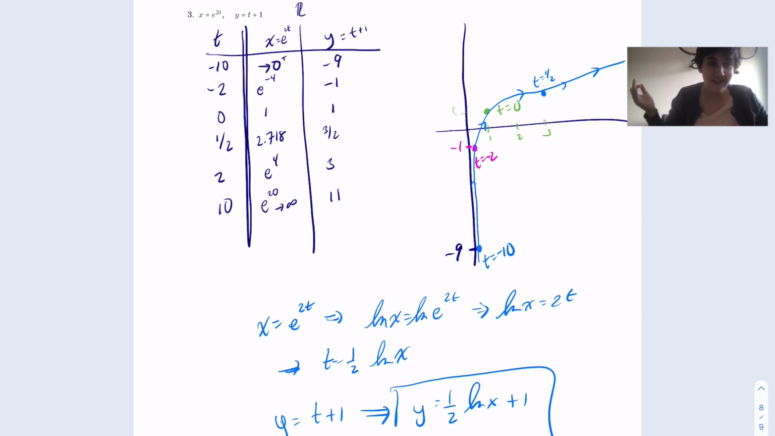Okay, so that's the introduction to parametric equations. We're going to do a little bit of calculus with them in the next section, and then we're going to talk about polar coordinates, which are kind of also pretty cool.